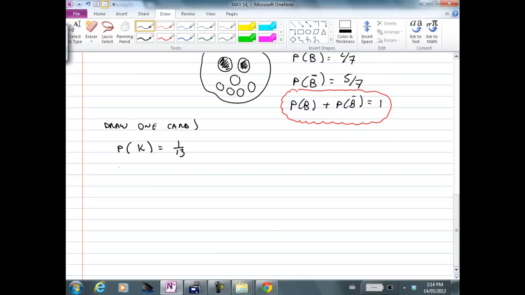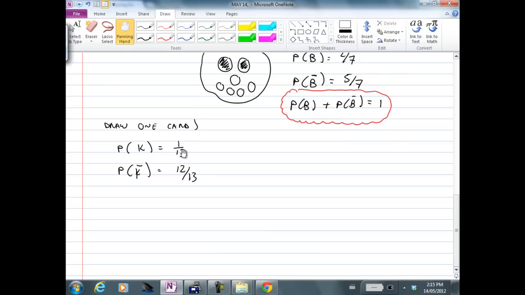Now I've asked you the probability of K with a bar on top, not K. That would be 48 over 52. Why don't we do this quicker? 1 in 13. Okay.